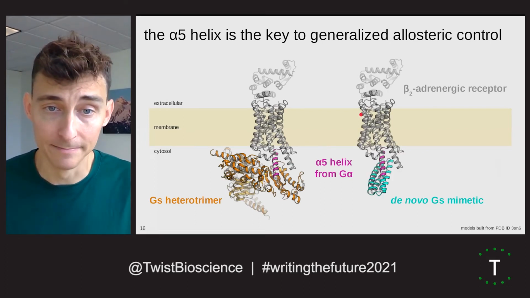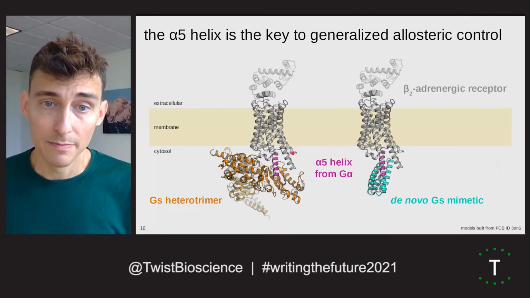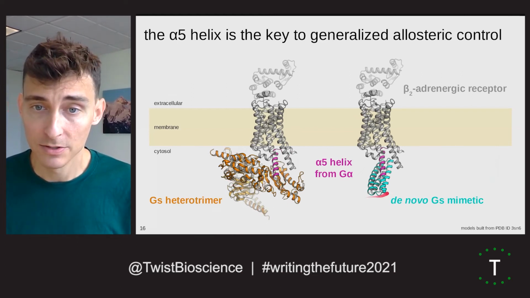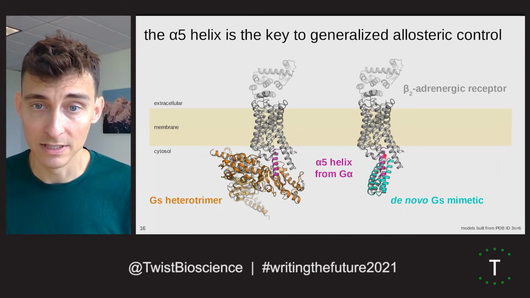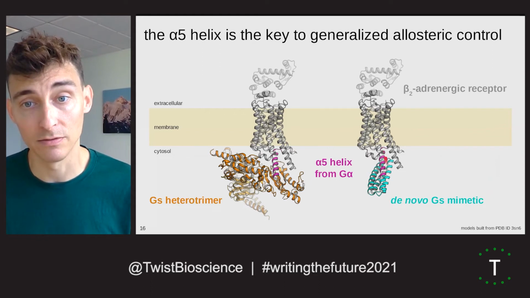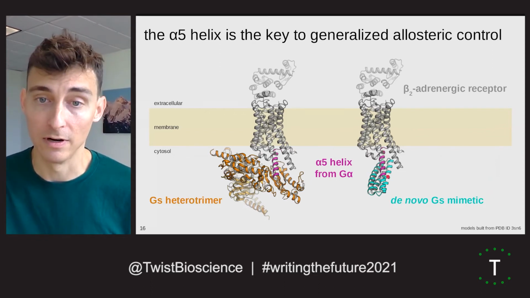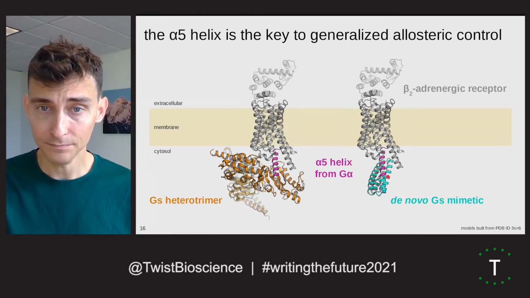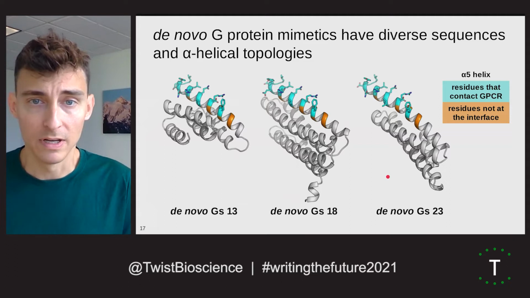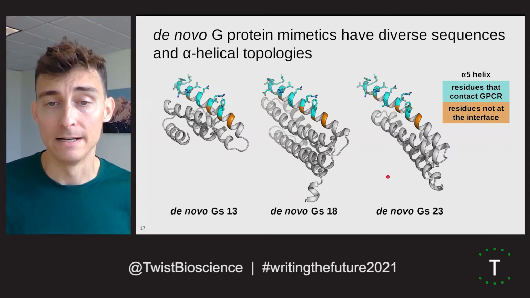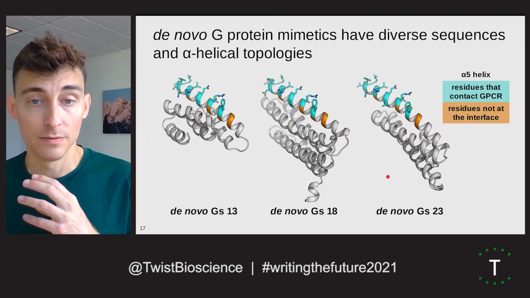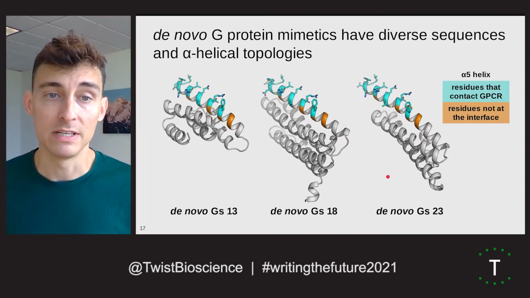And that's exactly it. So here I'm showing you the beta-2 adrenergic receptor again with the GS heterotrimer bound. Here's our de novo mimetic. And so our de novo structure is shown in cyan. You can see we still retain this starting helical fragment, and built a new protein around it. So just an example of what a couple of these structures look like. So we designed a suite of these in the computer, and then we go and get synthetic genes for these and produce and test them in the lab.